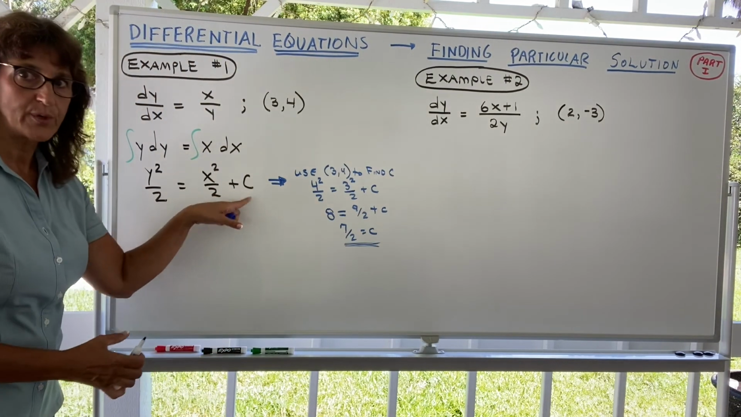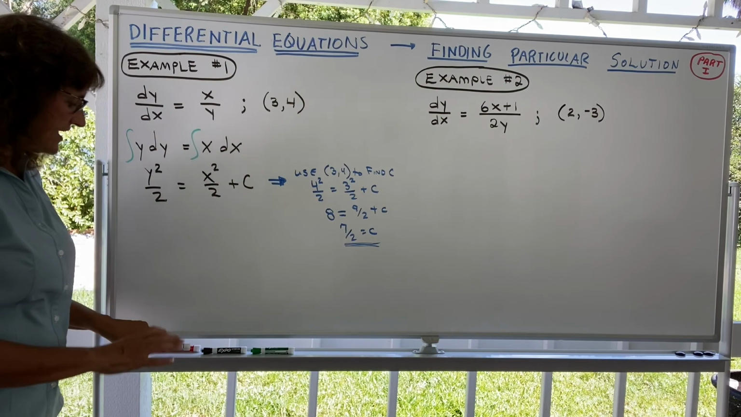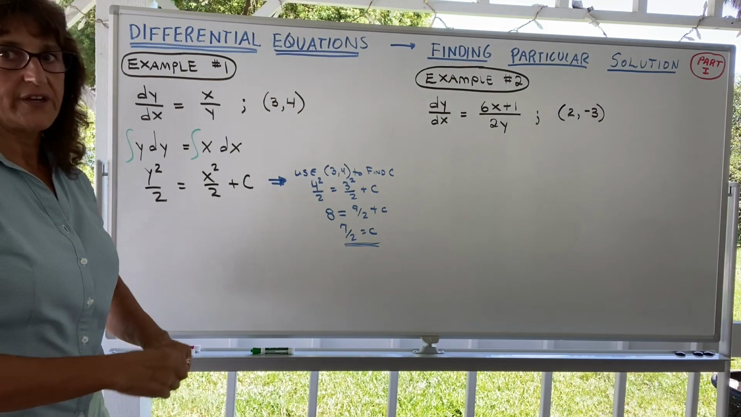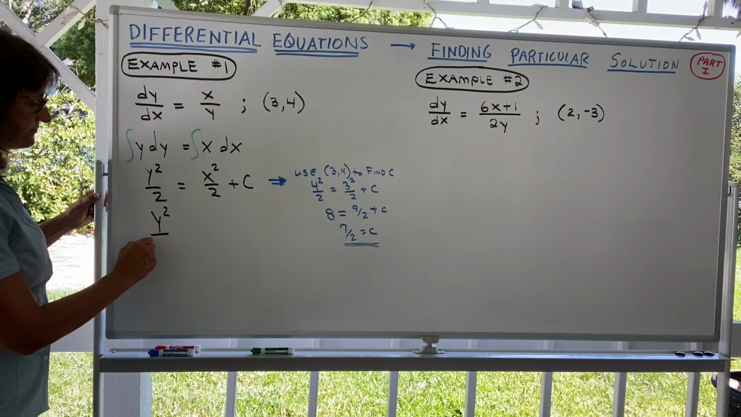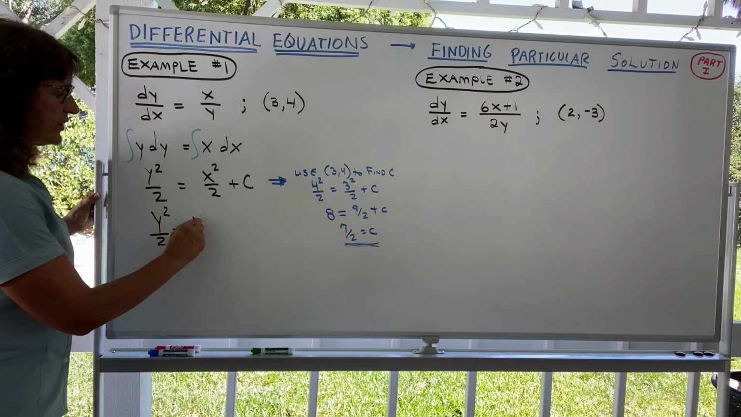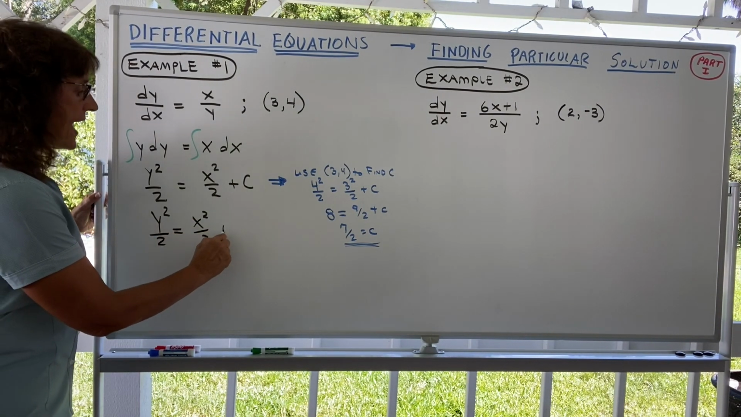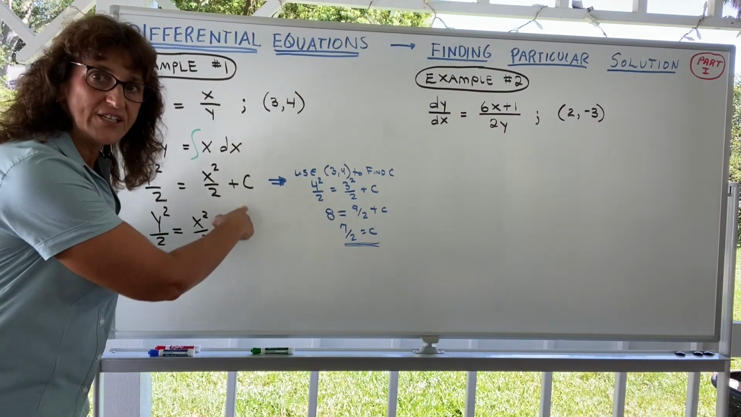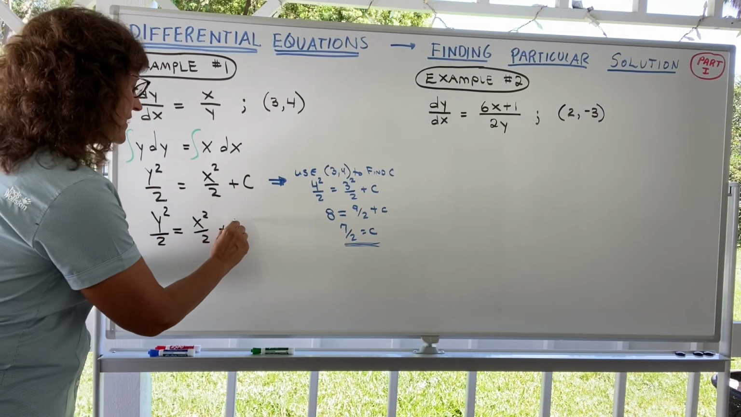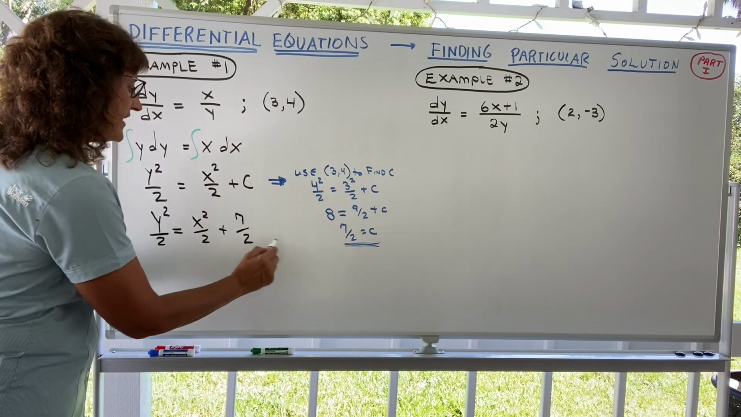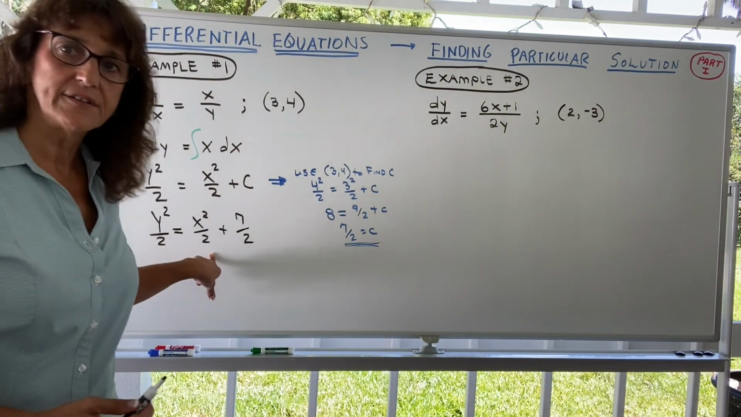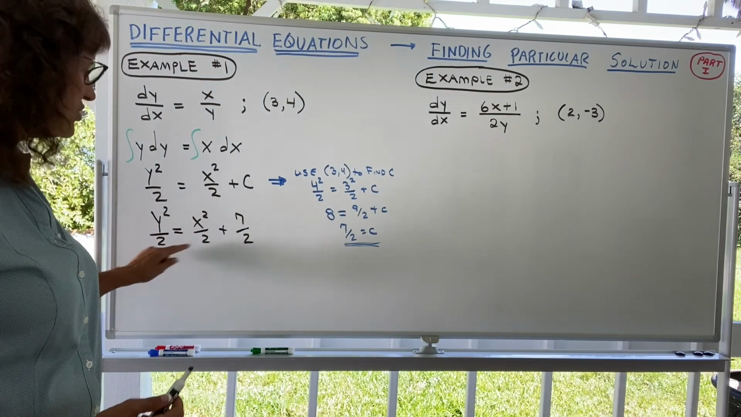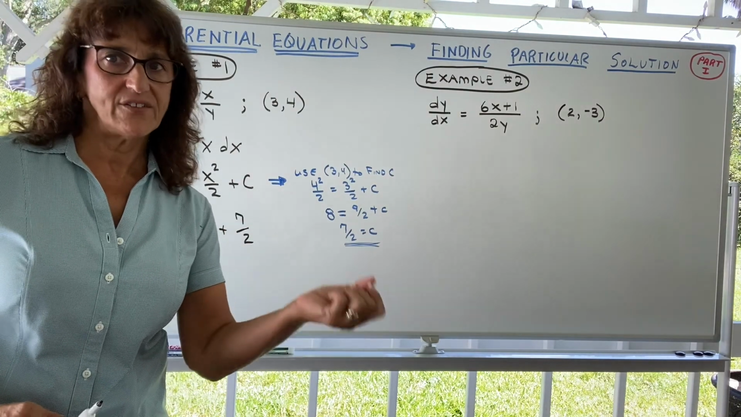We're going to plug 7 halves in for our constant of integration. So we now have y squared over 2 equals x squared over 2, and then we take the c and change our constant to 7 halves. We computed our constant to be 7 halves. So now this is our particular solution, but let's go ahead and write it as a function.